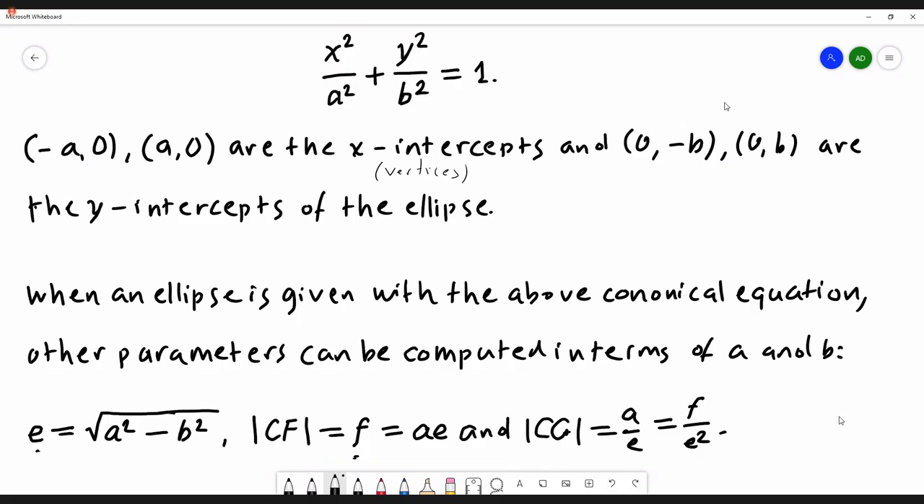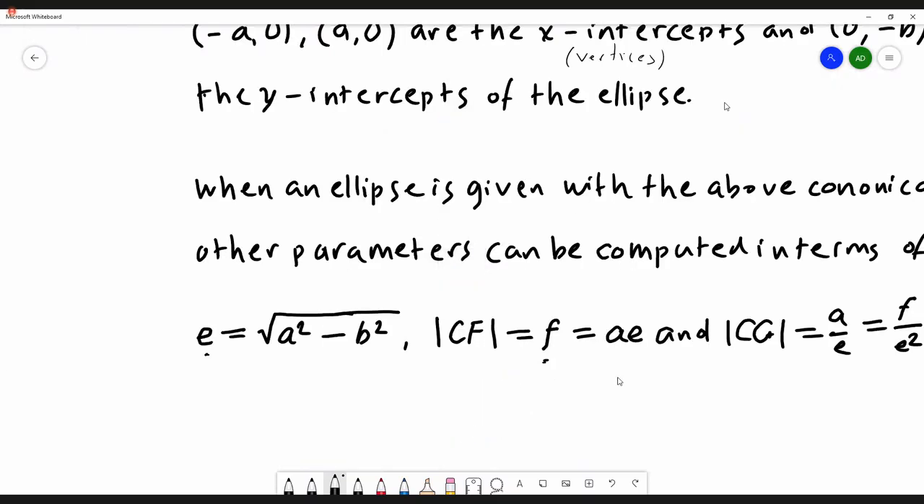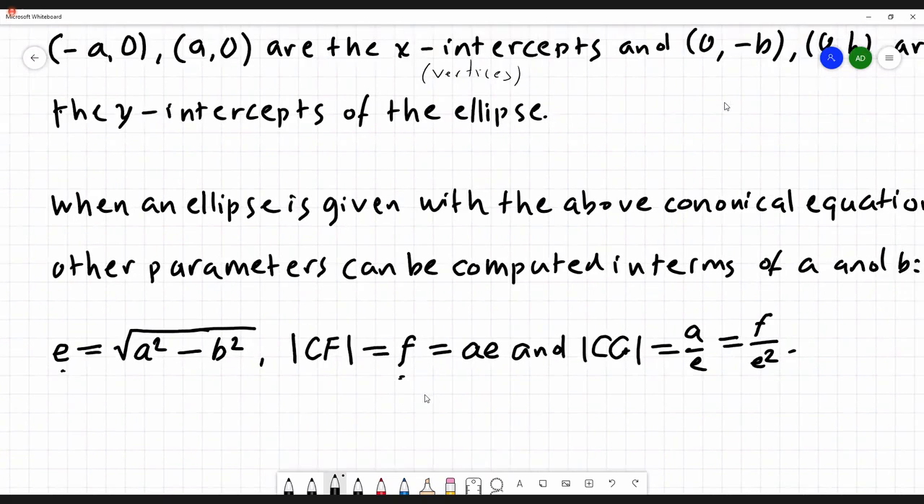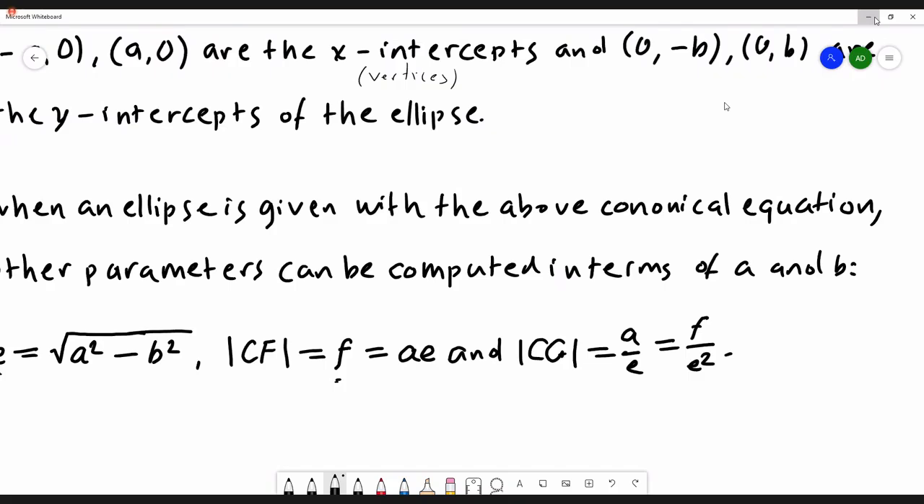Okay, I think we have to stop here. We'll continue with some properties of the ellipse later on. If you have any questions, you may ask.